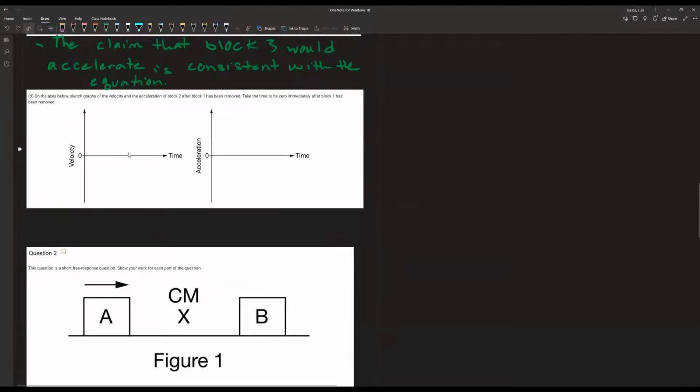On the axes below, draw and sketch graphs of the velocity and the acceleration of block 2 after block 1 has been removed. You've got to go eat? All right, have a good one.